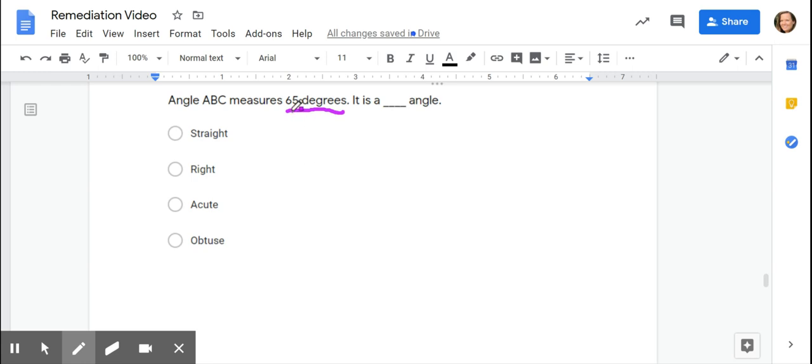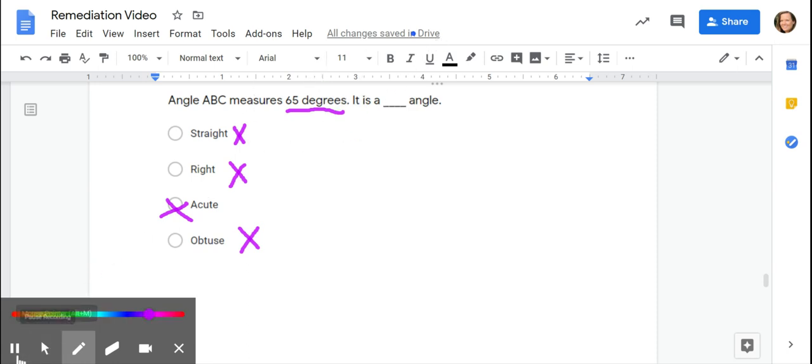So it's at 65 degrees. That's less than 90 degrees. So it can't be a right angle, and it can't be a straight angle because it's not 180 degrees. So I'm going to cross that out. Cross out right. Acute is less than 90, we'll leave that open. And obtuse is greater than 90. Well, 65 is not greater than 90. So this has got to be an acute angle. An acute angle measures less than 90 degrees. 65 is less than 90. This must be an acute angle.